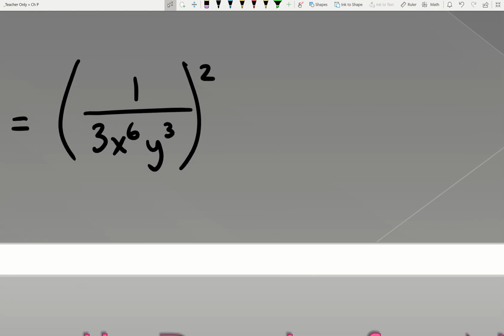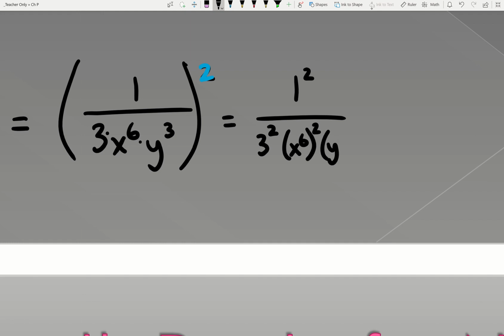But now, all the operations that I see on the inside, I see that big fraction division, and then I see multiplication. There are no addition or plus signs anywhere, so that means that I'm free to take this 2 and raise everything inside to the power of 2. So the 1 on top, raised to the power of 2, 3 on bottom, raised to the power of 2. I've got x to the 6th power, I should say. Tripping over my words here. And then y to the 3rd raised to the 2nd. Okay? So again, I'm just basically giving everything that was inside of the parentheses its own exponent of 2.